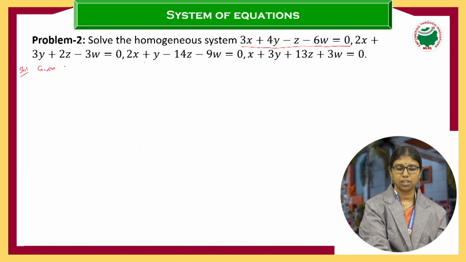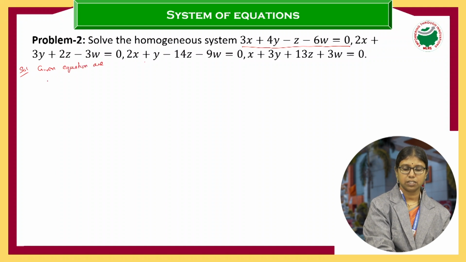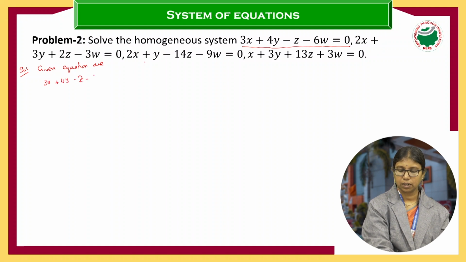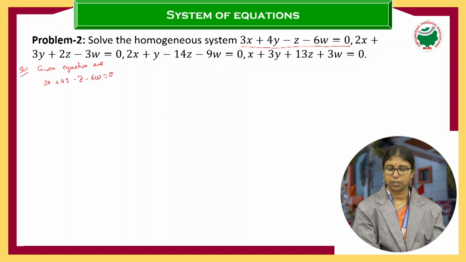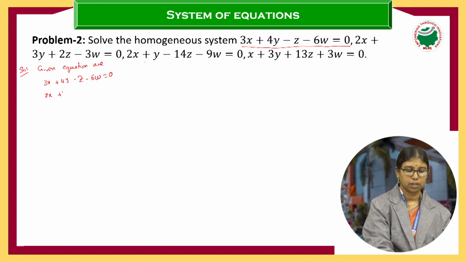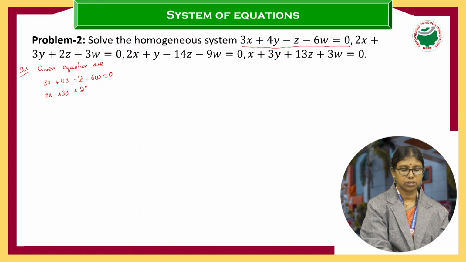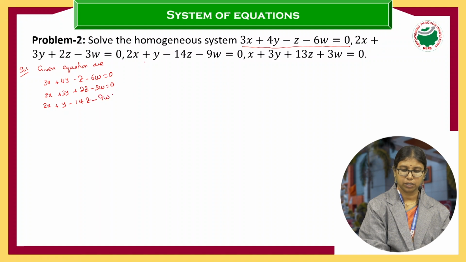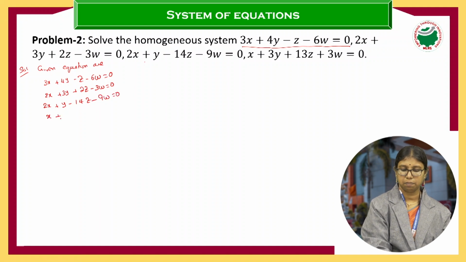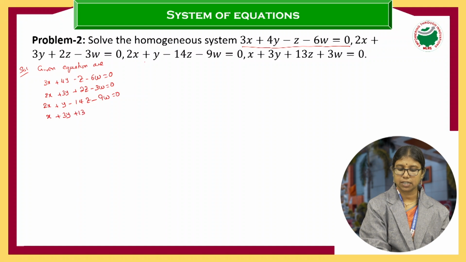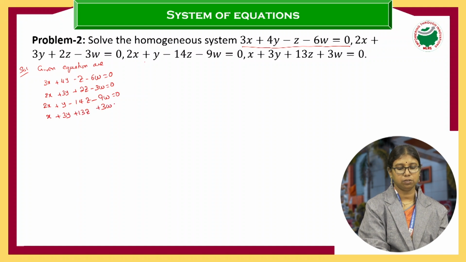The given equations are: your first equation is 3x plus 4y minus z minus 6w equal to 0. Second one, 2x plus 3y plus 2z minus 3w equal to 0. Next, 2x plus y minus 14z minus 9w equal to 0. Next, x plus 3y plus 13z plus 3w equal to 0.